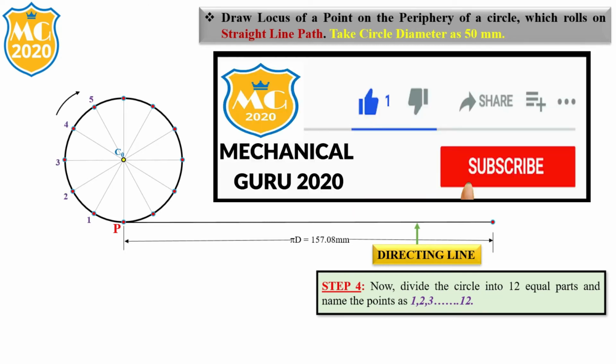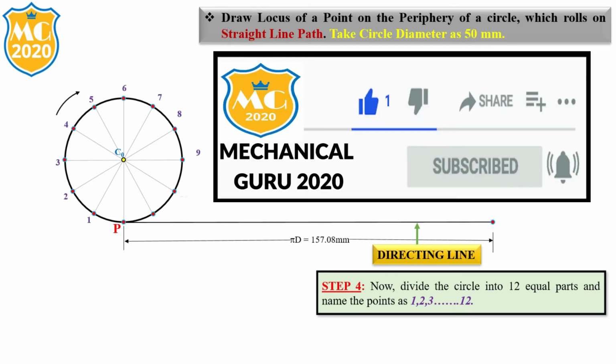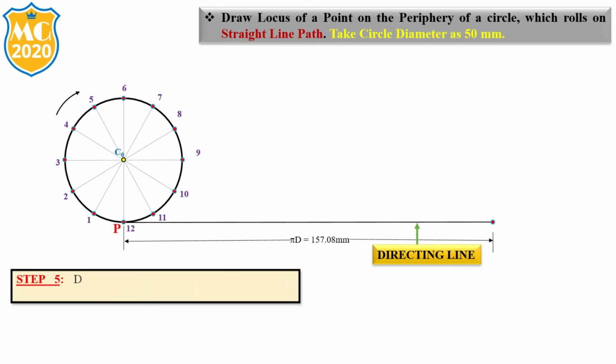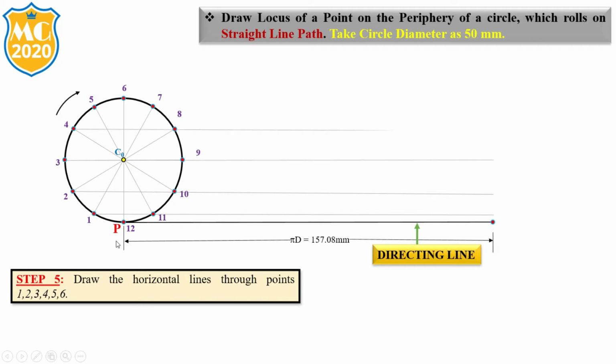Okay, now we apply the numbering 1 to 12. Step number 5. Draw the horizontal line through points 1, 2, 3, 4, 5 and 6. So this is where we have to draw the horizontal line.